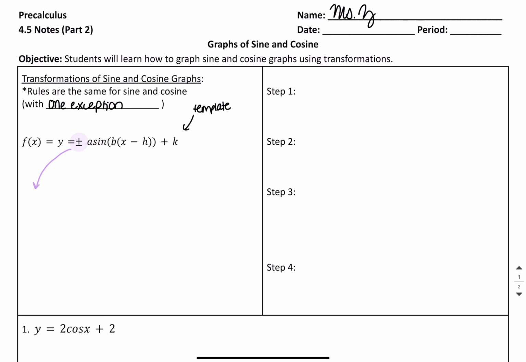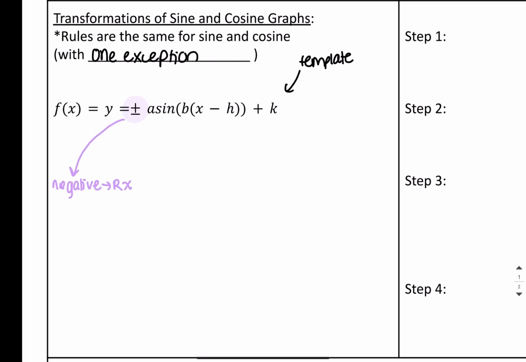If I have plus, then it's just going to look like what the parent function looks like. But if I have a negative in front, a coefficient on the outside that's negative, there's going to be a reflection over the x-axis, or the thing is going to flip upside down. So I just want to talk about what that's going to look like.